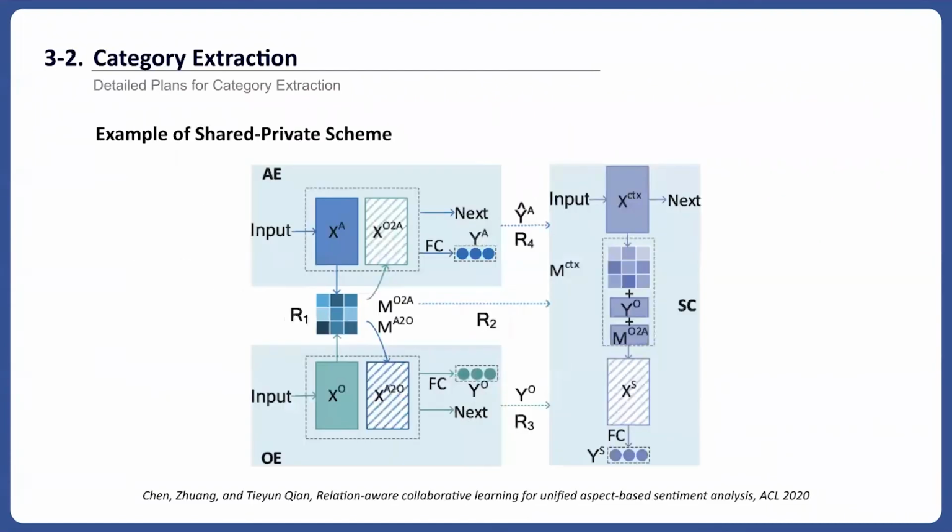So this is an example of the shared private scheme. We give input into all 3 subtasks and concatenate the intermediate results to create the shared information. Then the model transforms the shared information and puts it back into the private features, which the model then uses to solve each subtask. We're going to put category extraction inside this model so that each component can communicate with each other in an interactive way.